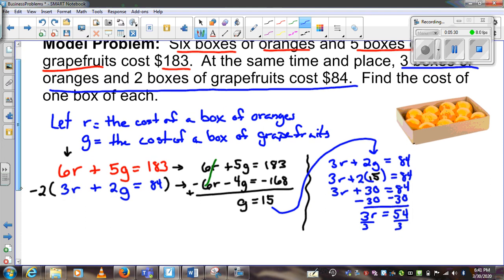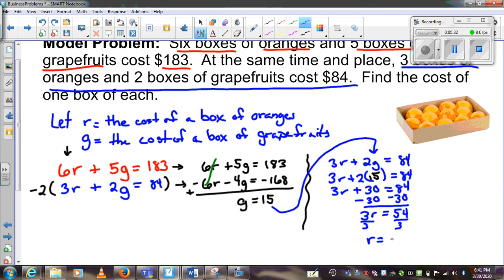I'm running out of space here. So R is equal to, see, 3 goes into 5 once, with 2 left over, 3 goes into 24 8 times. So R is 18. Okay, so let's take our answers back up to the top. So the cost of a box of grapefruits, we said, was $15.